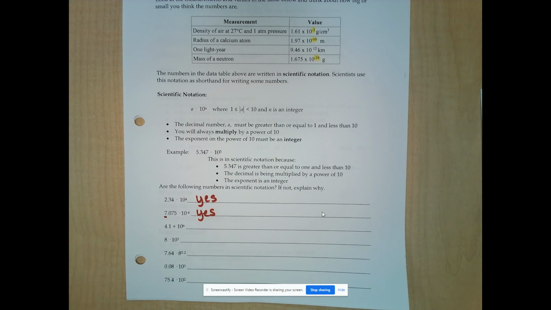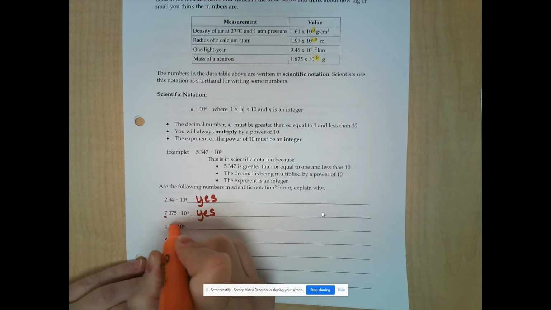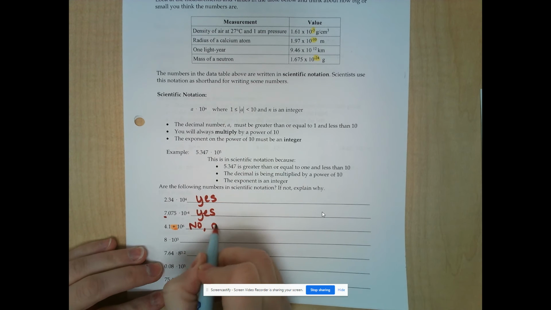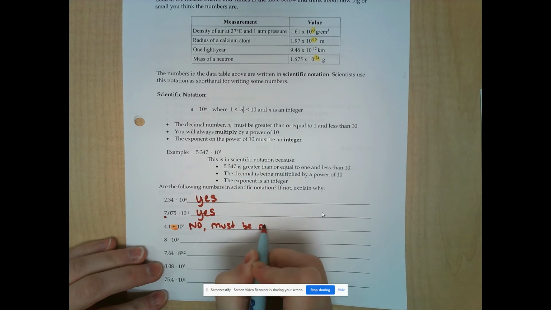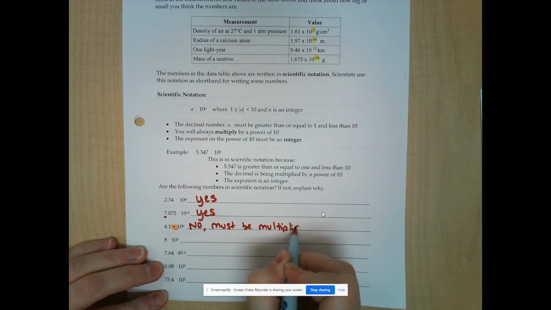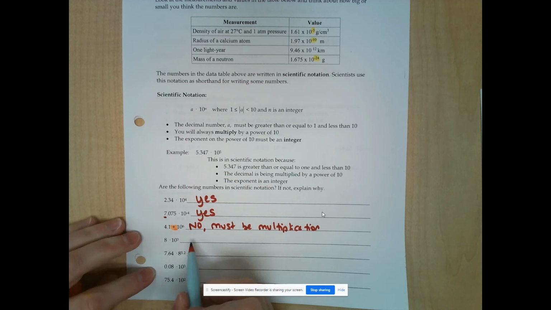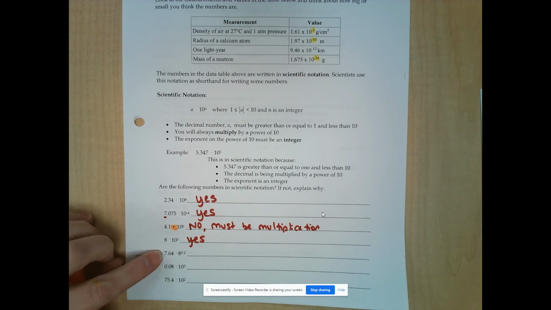4.1 plus 10 to the sixth. Now, if you take any sort of standardized testing, they will often do this. It looks like scientific notation, except for the fact that it's got a plus in there. So we would say this is a no, must be multiplication. Next one, 8 times 10 to the third. So 8, is that a number between 1 and 10? Sure is. Multiplication and a power of 10, and the 3 is an exponent. So that would be a yes.